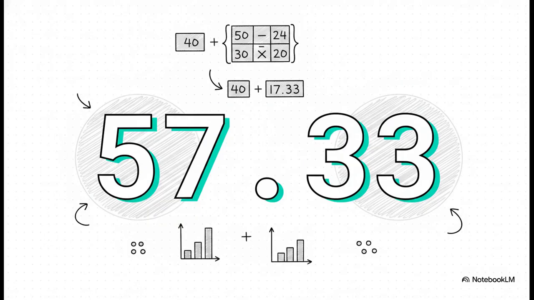By substituting all these specific values into our formula, we get 40 plus, bracket 50 minus 24 divided by 30, multiplied by 20. Follow the basic mathematical operations and we get 40 plus 17 and 1/3. Therefore, we calculate an approximate median score of exactly 57.33 marks.